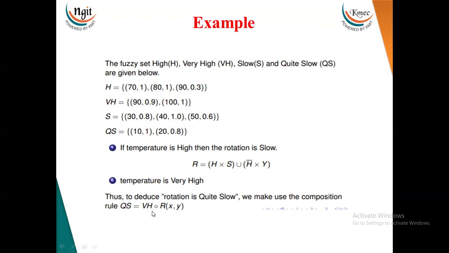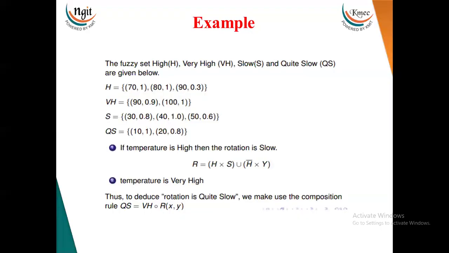VH, the value is already over here. Circle of the relation you have calculated. So this will give the output. So this is regarding your modus tollens and modus ponens. So thank you.